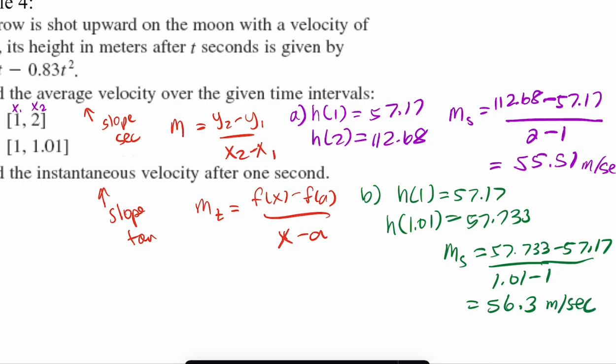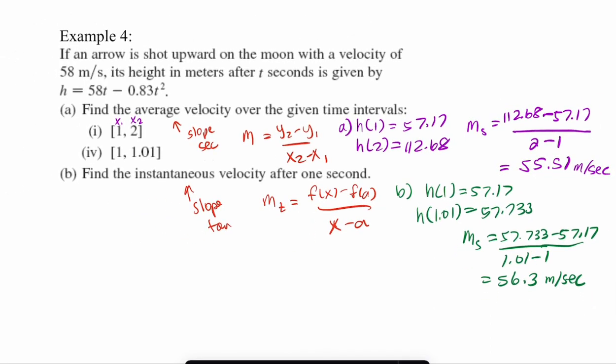Okay, so those are the slopes of the secants. Anyway, so part B asks us to find the instantaneous velocity after 1 second. Which one of those intervals closely will match with an instantaneous velocity or a slope of a tangent? B, the second number. We've already done the work, so our slope of our tangent, with the estimate, let's just make it 56 meters per second.